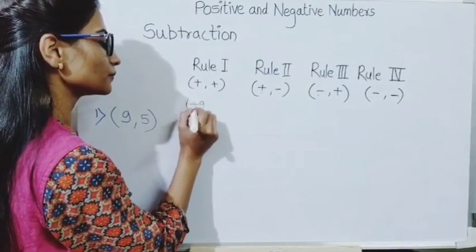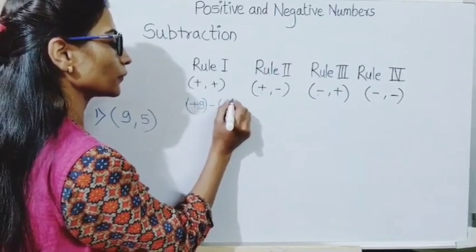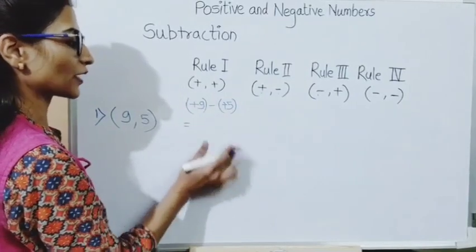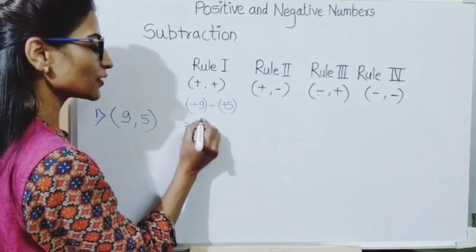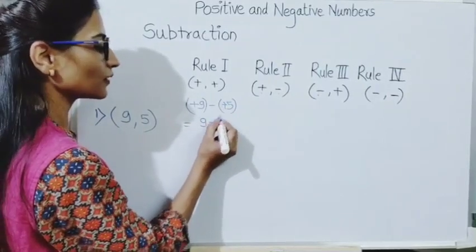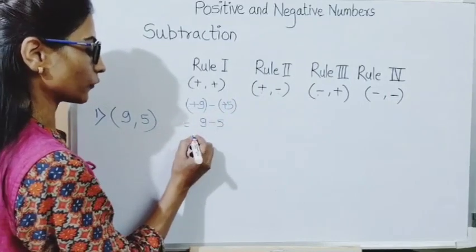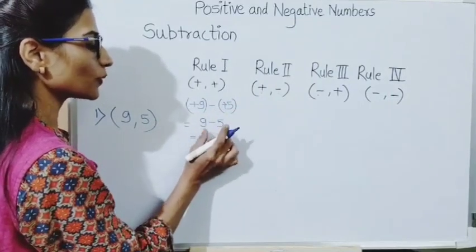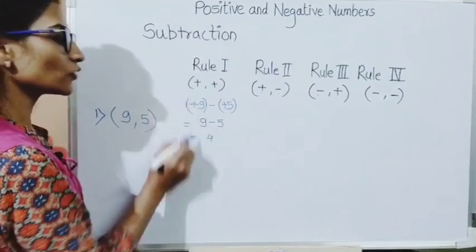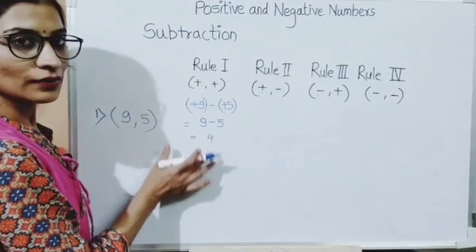Positive 9 subtract positive 5. Okay, both are positive. In this case, we have to do the normal subtraction. Okay, this positive 9 means what? Simply 9 we can write here. Minus, this minus plus becomes minus because this plus 5 can be written in the form of simply 5. We have to do the normal subtraction here. 9 minus 5 is equal to 4.